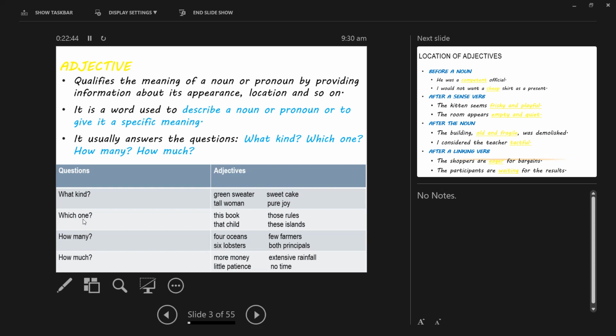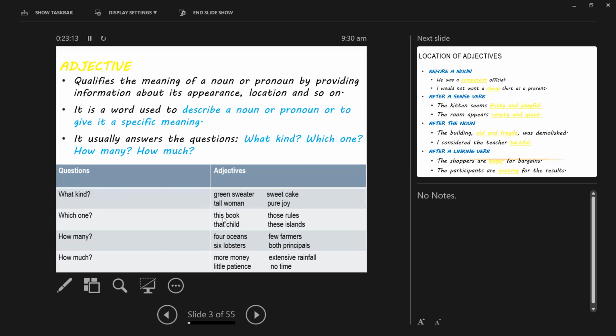Or now if we're choosing between two things, which one? Okay? Ang pagkakaiba ng what tsaka which is that which only has few options. The options that are given are very few. But when we say what, it means there are plenty of options. Okay, which one? This book, that child, those rules, these islands.